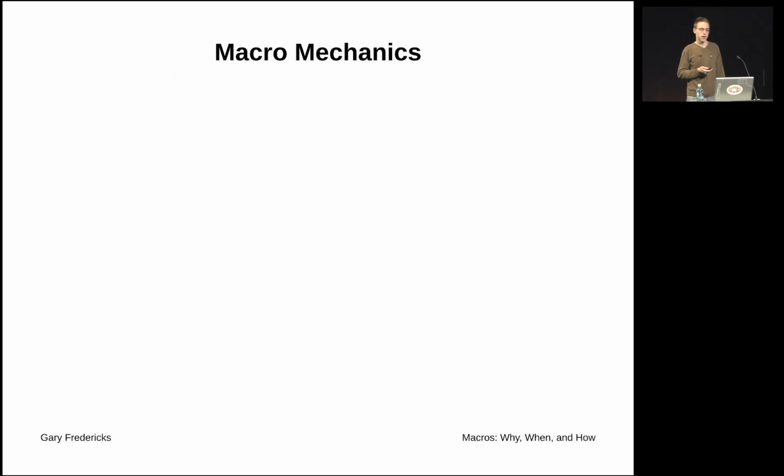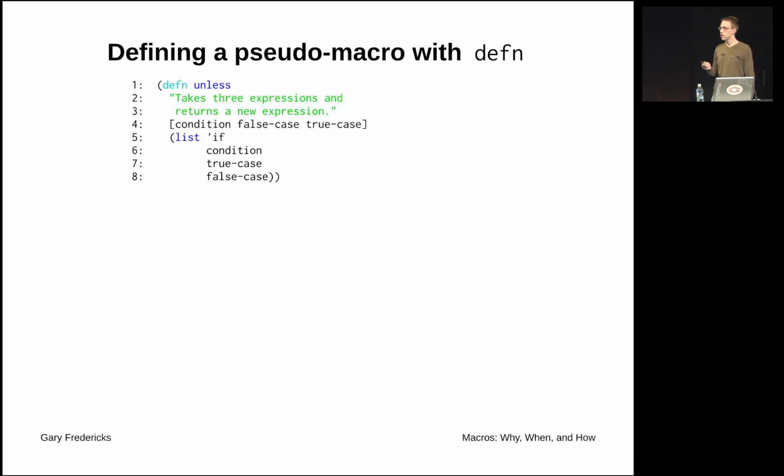So let's go into the mechanics of writing Clojure macros. What we're going to start with is to try writing a function that takes forms and returns a form. So a classic macro example is unless. In this case, it's just equivalent to Clojure's if-not, I believe. But we're going to do it anyways.